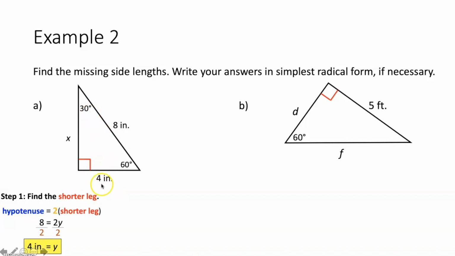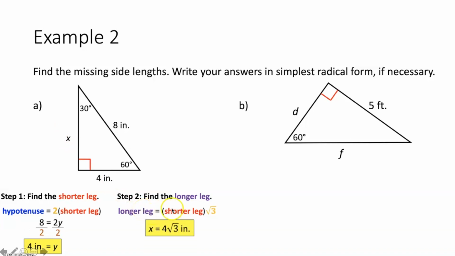Now that I've found my shorter leg, I can easily find the length of my longer leg, the side that's opposite the 60 degree angle, because if you recall, the length of the longer leg is just equal to rad 3 times the length of the shorter leg. So we're going to take the length of our shorter leg, which we found to be 4, and plug that in here. We're going to take the length of our longer leg, which is x, and plug that in here. And all we have to do is solve for x, which is just 4 times rad 3, or 4 rad 3 inches.